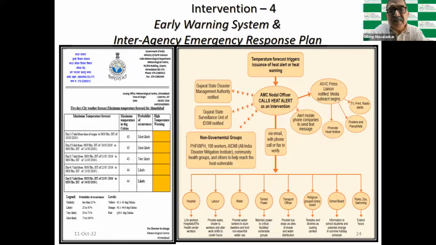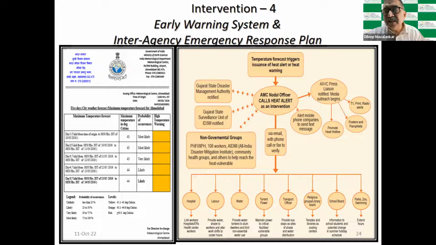The early warning system was developed by appointing a nodal officer of the health department to receive the IMD warnings, which they started producing in 2016, with 5-day advance warnings. Before that, we had tied up with an American university, Georgia Tech, which provided the temperature forecast for Ahmedabad. The nodal officer received the forecast and then communicated, depending upon the cutoffs: a red alert if it is going to be more than 45, orange alert if more than 43, and yellow alert.